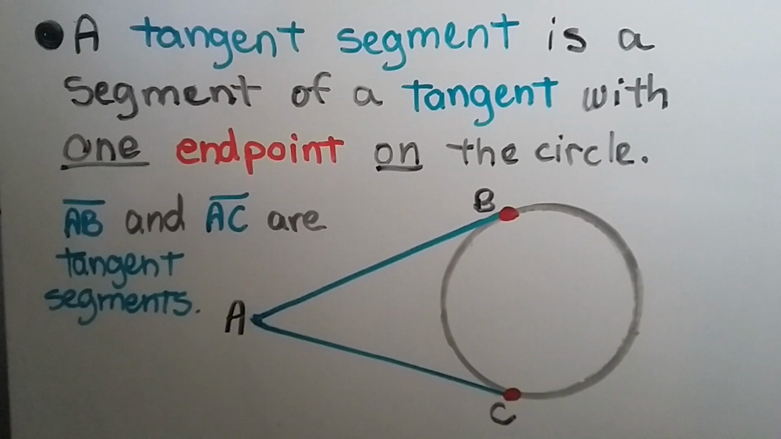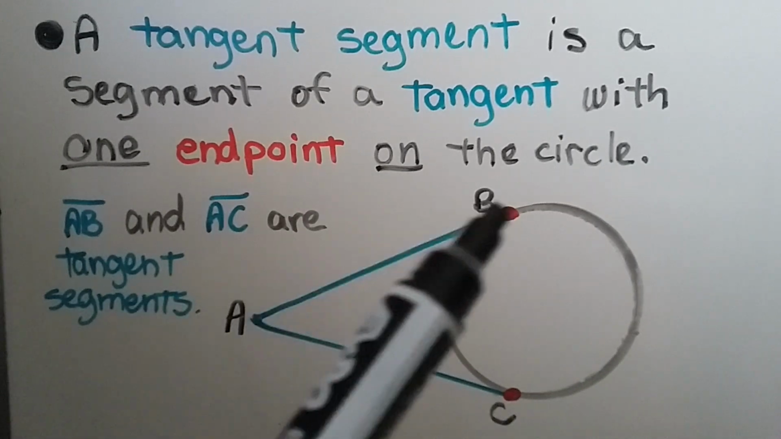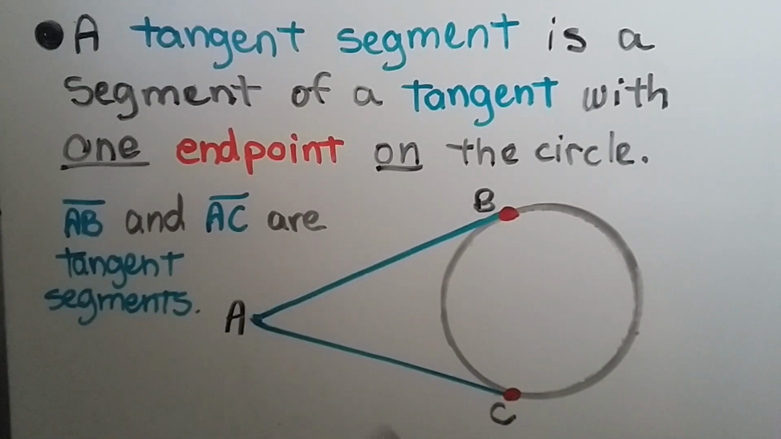A tangent segment is a segment of a tangent with one endpoint on the circle. So AB, segment AB, and segment AC are tangent segments.